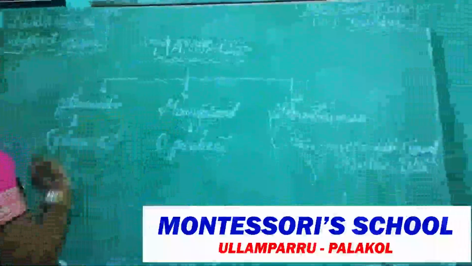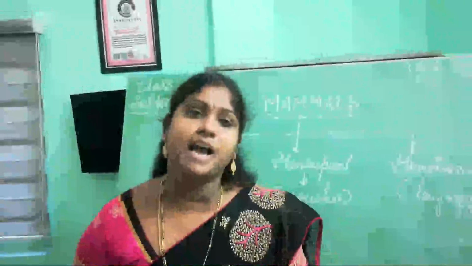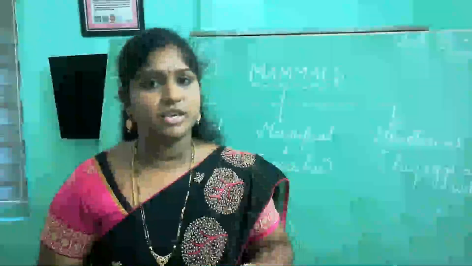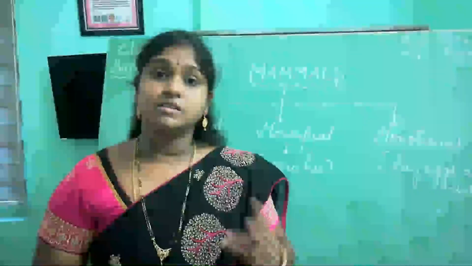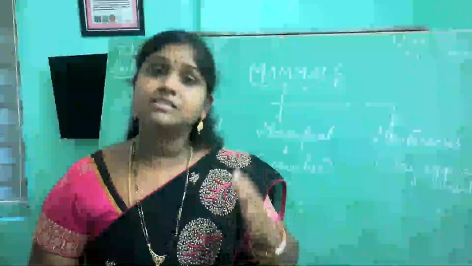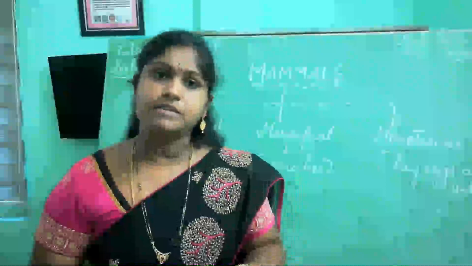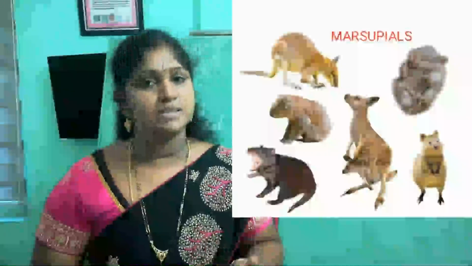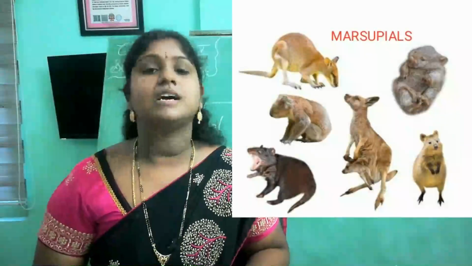Marsupials. Here the marsupials, they have pouches. These mammals give birth to their young ones and feed their young ones with their milk in the pouches. That means they give birth to their young ones which are still undeveloped. So these still undeveloped babies are in the pouches and these mammals feed their young ones with their milk. Some of the examples for marsupials are kangaroo, opossum, koala bear, Tasmanian devil.